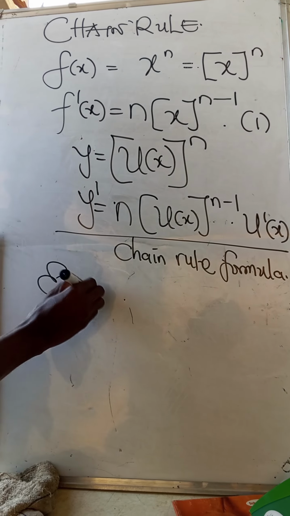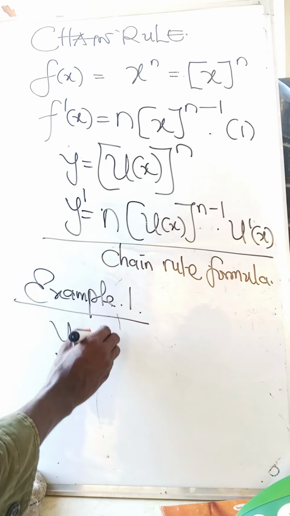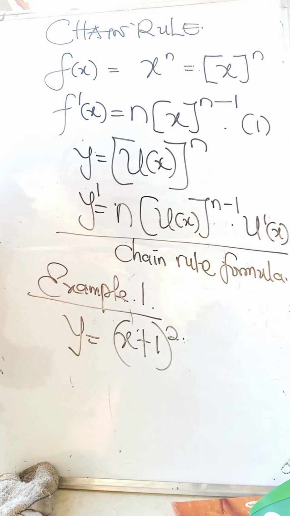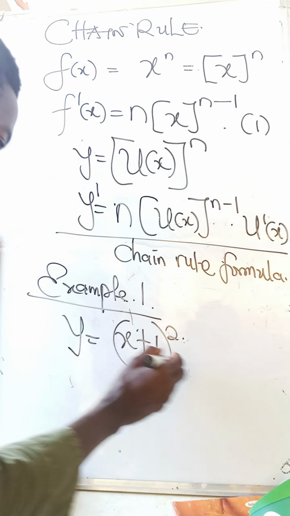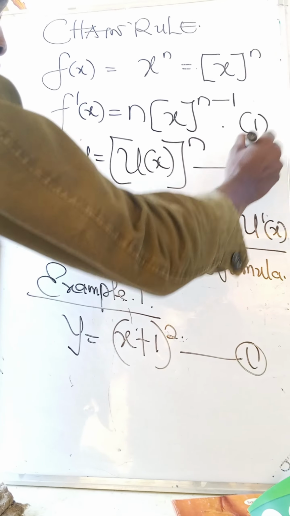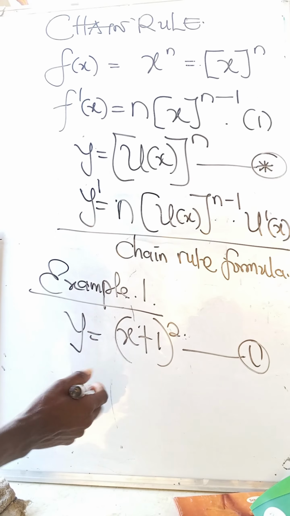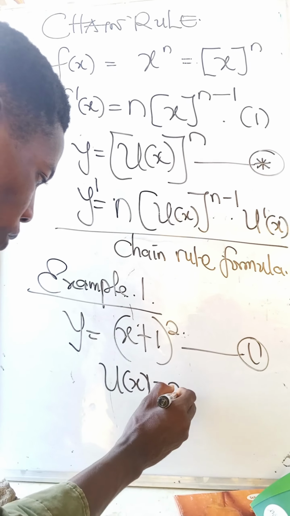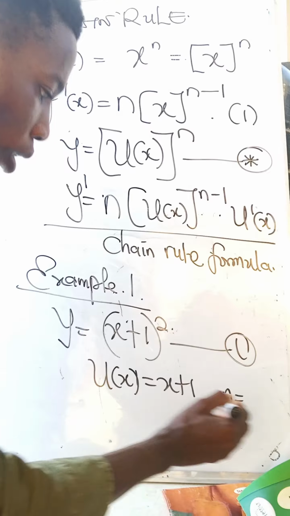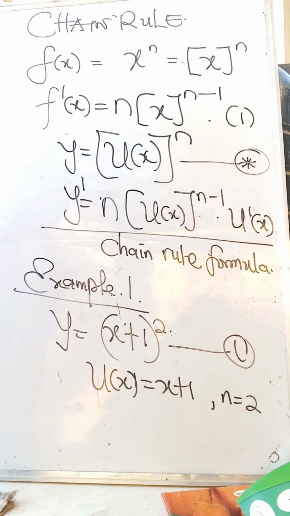Let's take an example. Given y is equal to (x plus 1) all squared. Given this particular function, we can name this our equation 1, right? From equation 1, if we compare it with our formula, let's call this equation star, we see that our u of x is equal to x plus 1. But from our formula, the power n is n, but here n is equal to 2. So we say our n is equal to 2.